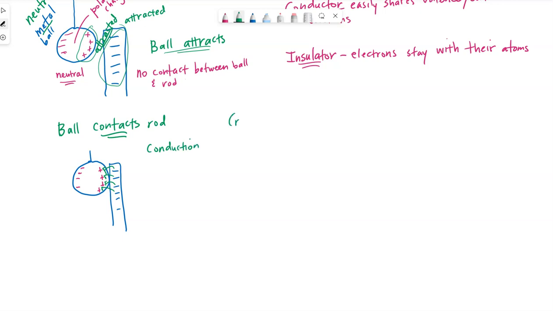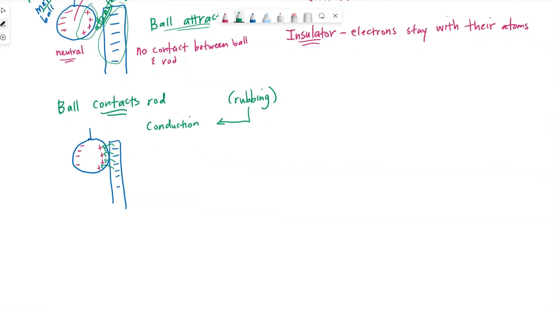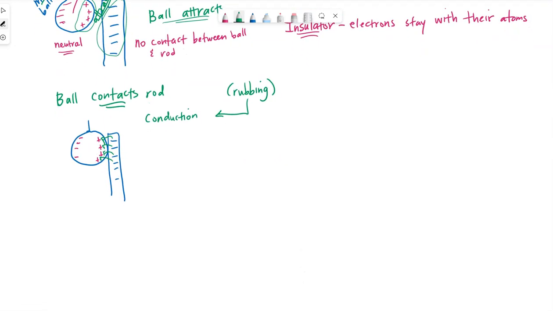Rubbing the fur on the rod is a type of conduction as well. Any type of physical contact that can allow the charges to move over is considered conduction of sorts. So now, as soon as this happens really quickly, as soon as some of these electrons jump onto the ball, the ball now is repelled from the rod.